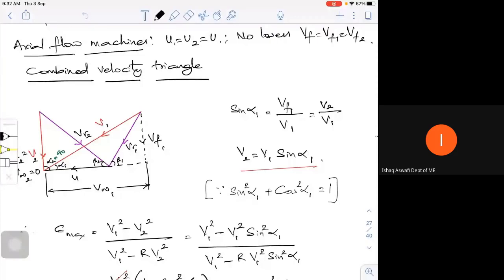Have this U, which is calculated based on your mean diameter. So you don't have any outermost tangential velocity at the tip and velocity at the hub. You will be having a single tangential velocity, which is called U.